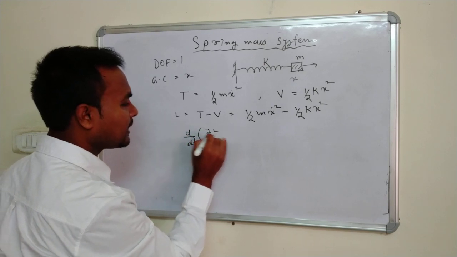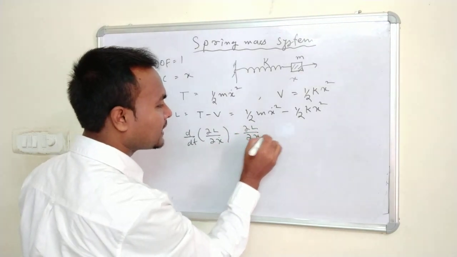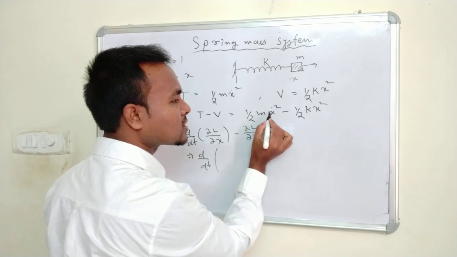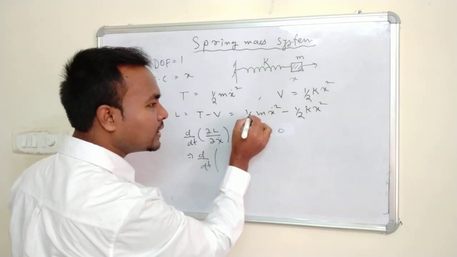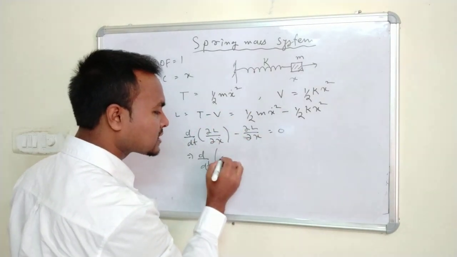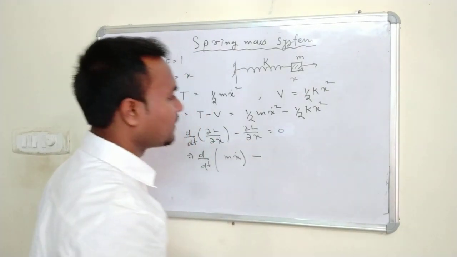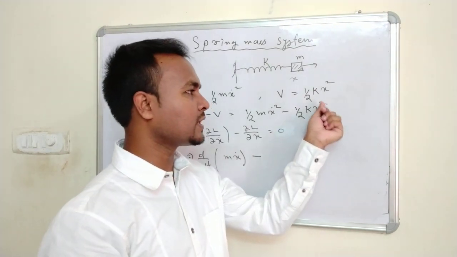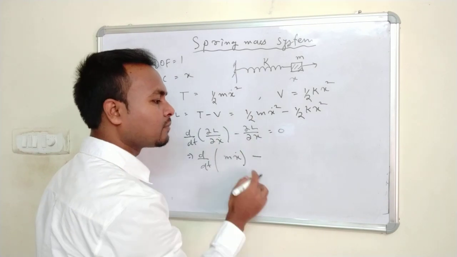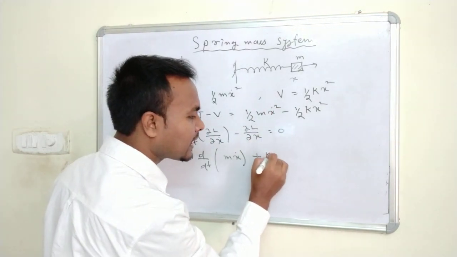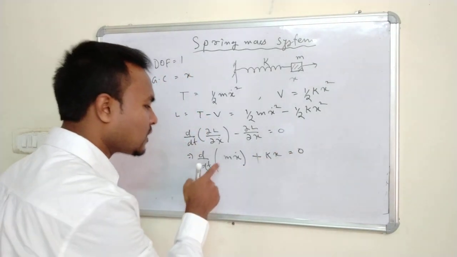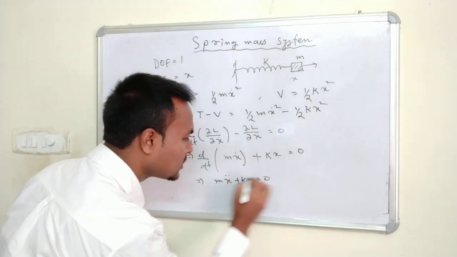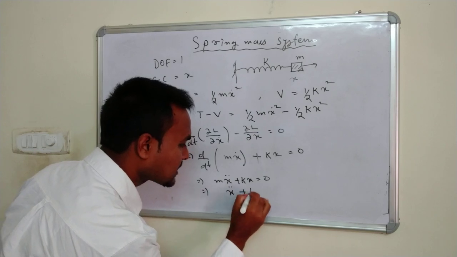What will be the Lagrangian equation of motion? d/dt of (del L / del x dot) minus del L / del x equals 0. Differentiating with respect to x dot, only the x dot term is there, so it will be 2 m x dot, and the 2 cancels, giving m x dot. Then minus the differentiation with respect to x: here only the x term is present, giving 2kx, and the 2 cancels. The minus and minus make a plus sign, so it will be kx equals 0. Then we have to differentiate x dot with respect to time, so it will be m x double dot plus kx equals 0.